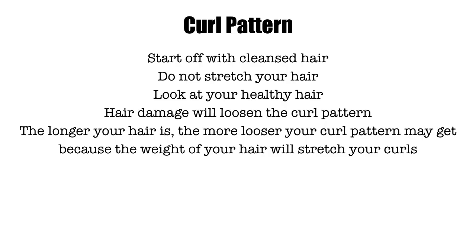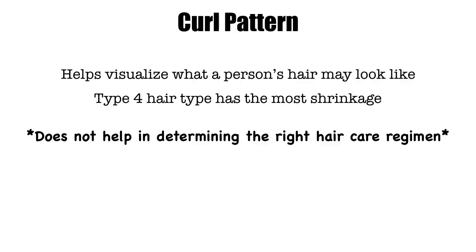Also, keep in mind with your curl pattern that when your hair starts growing out, you can have a looser curl pattern because the weight of your hair is going to weigh it down. When I did a big chop, my hair was only about 3-4 inches long. My curls actually looked a lot tighter, especially in the front. I had a lot more shrinkage, but I also had no hair weighing down my curls to loosen them out. The only thing I can see that's useful in determining your curl pattern is, number 1, to help visualize someone's hair. It still won't give you the full picture because you don't have your texture involved, and you don't have the density. Also, if you have type 4 hair, you are gonna have a lot more shrinkage than the other types of hair.